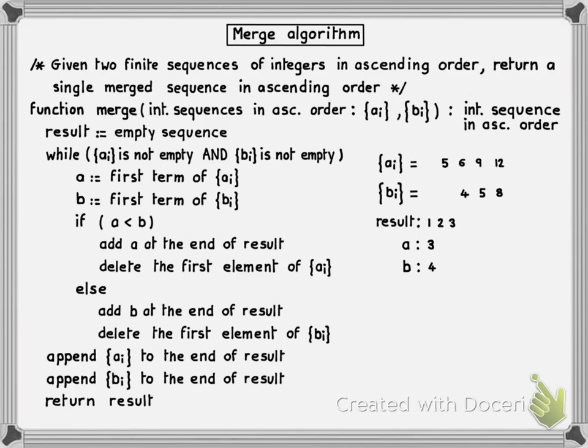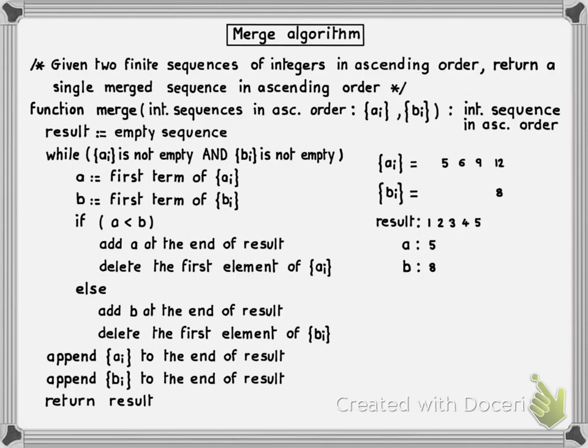We're back to the top of the while loop. Neither sequence is empty, so we're going to compare 5 and 4. 5 is not less than 4, so we're going to add 4 to the end of result, and we remove it from the second sequence. Again, neither sequence is empty, so we're going to compare 5 to 5. 5 is not less than 5, so we're going to the else block. We're going to take this 5 and add it to the end of result and delete it from the beginning of the second sequence. Neither sequence being empty, we're going to compare 5 to 8.